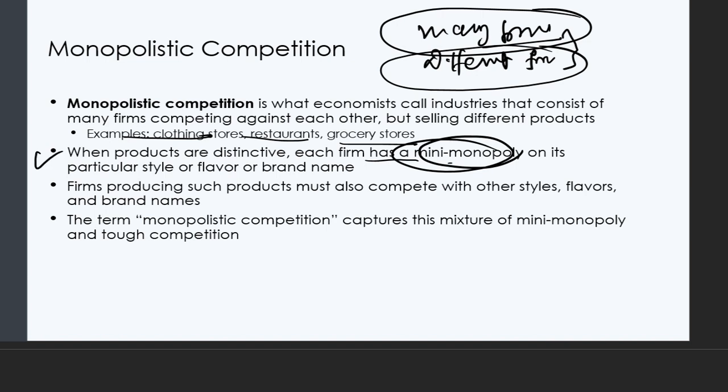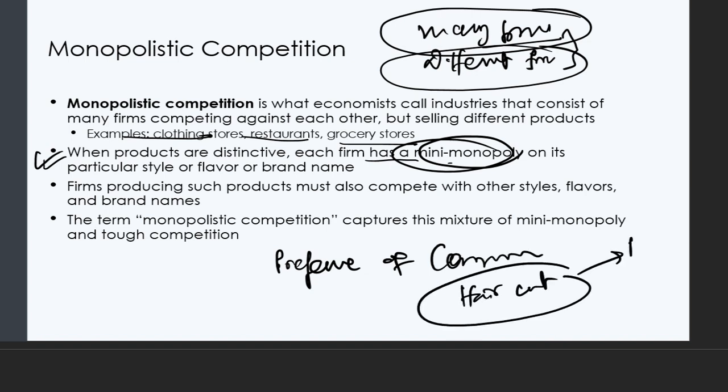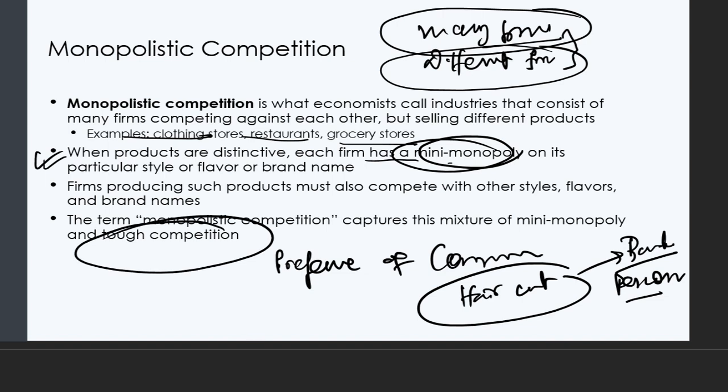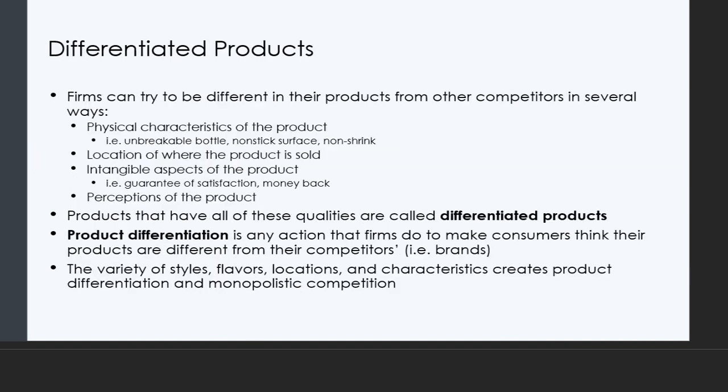Okay. So the preferences of consumers are like this. For example, you want a haircut, but from a specific barber and barber shop and a specific person. So here also he is enjoying a little bit of monopoly, although everyone can do that. And monopolistic competition captures the mini monopoly, and remember that, and tough competition as well. Okay. Next, what are differentiated products all about?